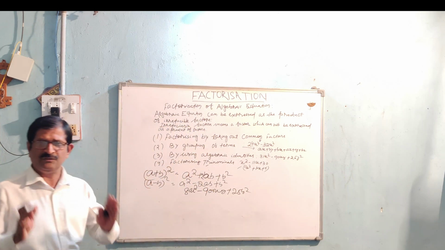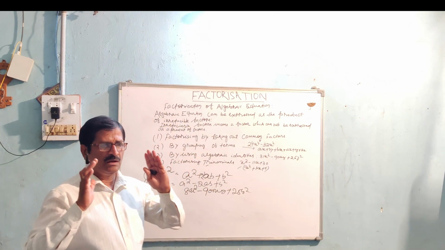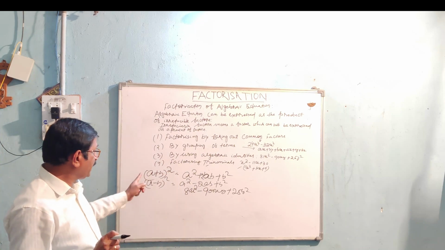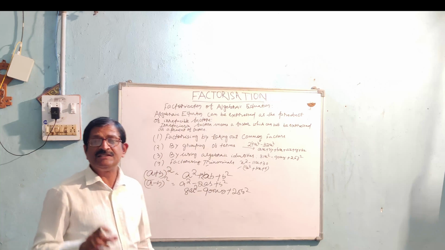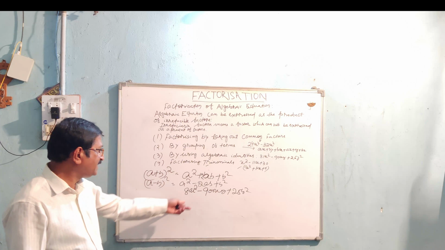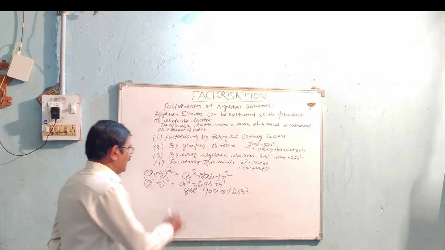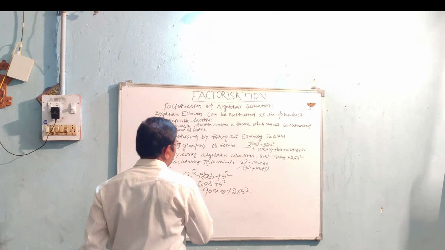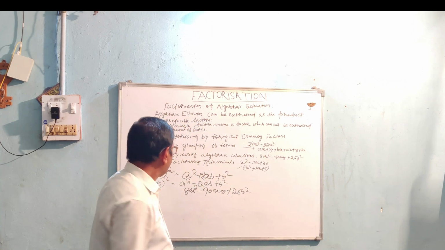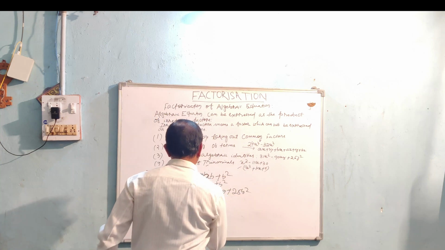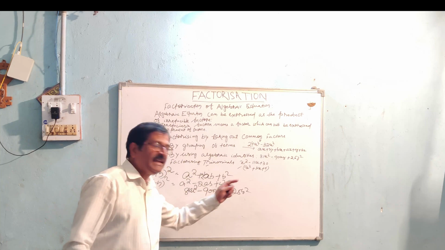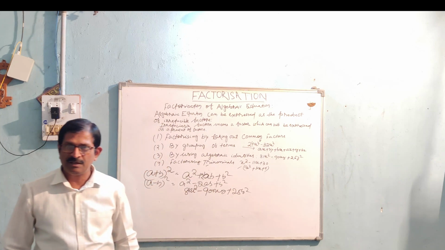A very important thing that I have to tell you, that you are in class 8. So these algebraical identities you should remember, so that factorization would be easier. Here in this case, it is given 81x square minus 90xy plus 25y square.